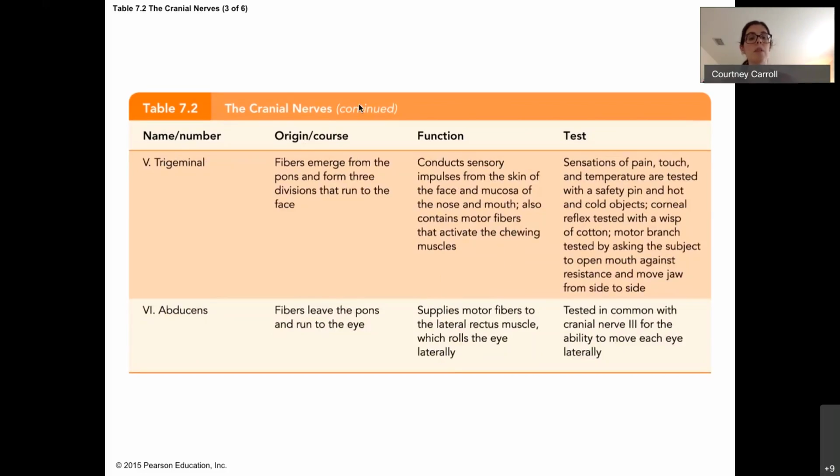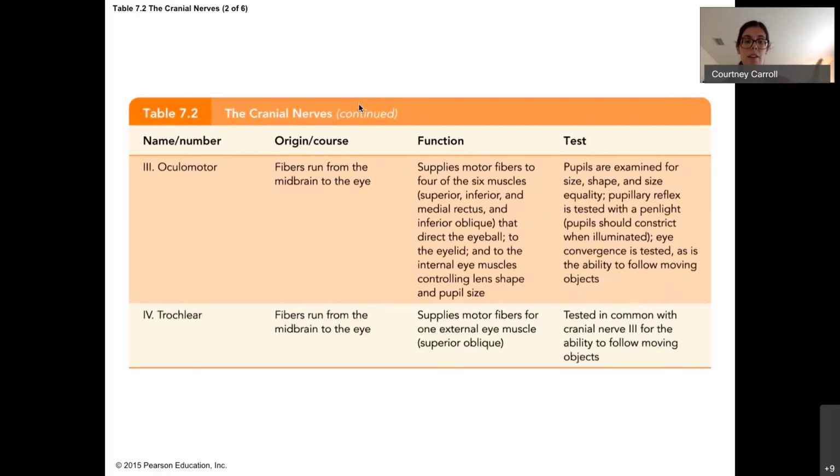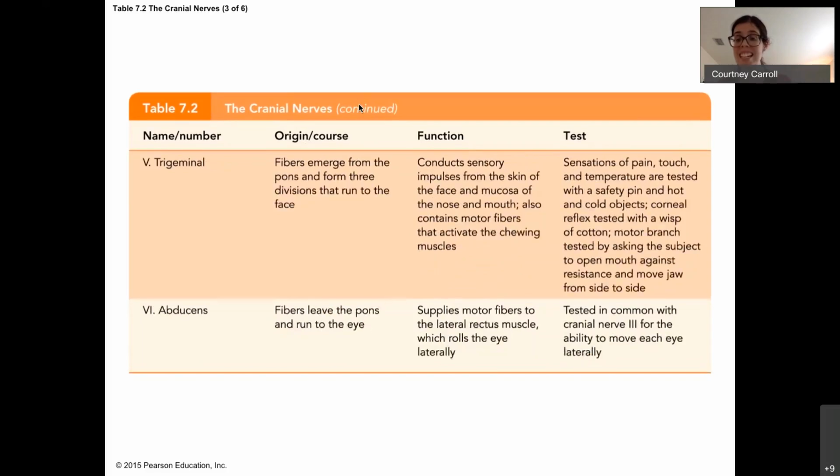Cranial nerve 6 is our abducens nerve. This comes from our pons and runs to our eye. This is the last one that helps move your eye around. So going back, we have 3, 4, and 6 all working together to help you move your eye. So again, vision, very important, very complicated. We'll talk more about the active vision in chapter 8.